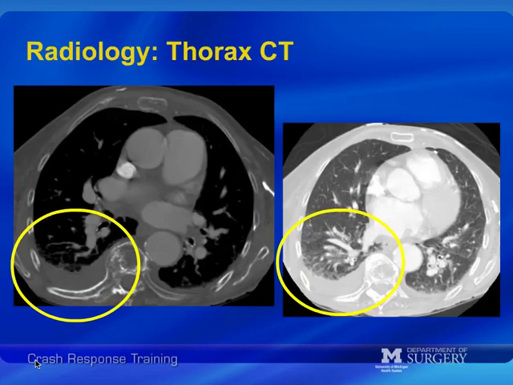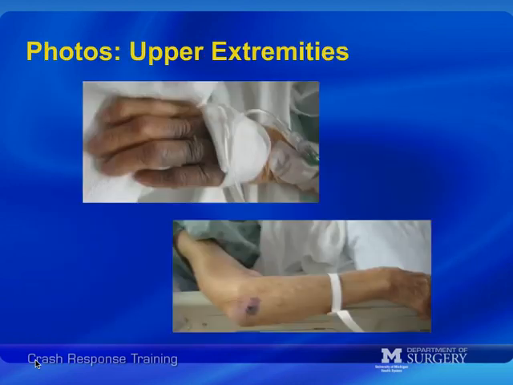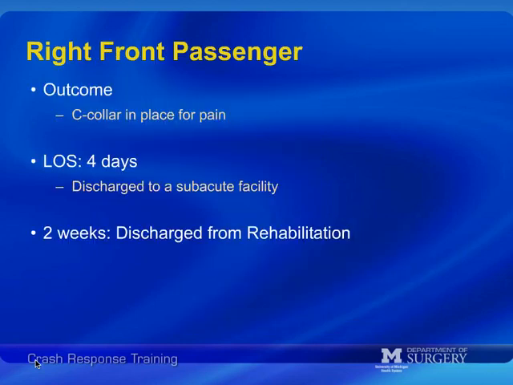So again, we're looking at a chest CT, and you're seeing the right hemothorax, which is blood inside the lung cavity. And here's her fractured sternum. Some bruises on her upper extremities. What I want you to notice here is the quality of the skin. The elderly usually bleed more depending on comorbidities, and they have a papery skin that sometimes will tear very easily. So the outcome for this right front passenger, again, she has a C-collar in place for pain. 4 days out, she was discharged to a subacute facility, and 2 weeks out, she was discharged from rehab.